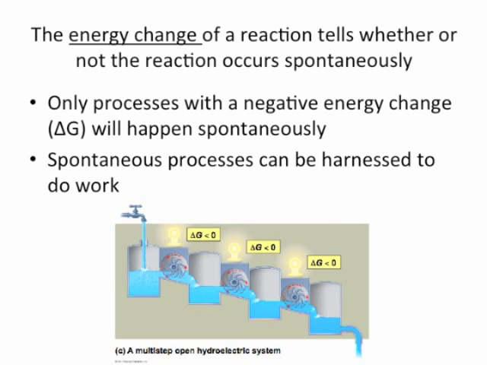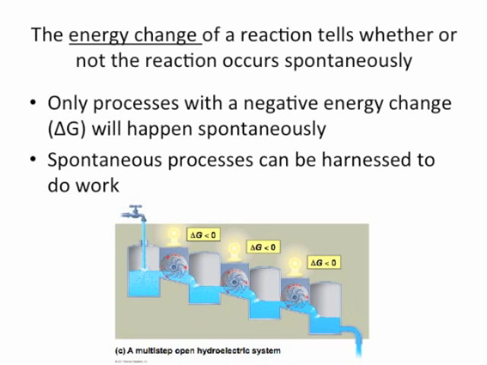For processes with a negative energy change, here G is going from high to low, so this distance, which is delta G, is negative. And here your delta G, or change in G, is positive. Only processes with a negative energy change, or a negative change in free energy, or delta G, will occur spontaneously. Spontaneous processes can be harnessed to do work.